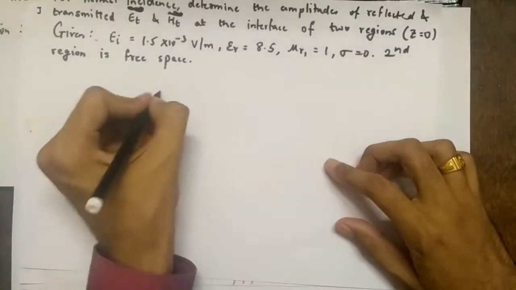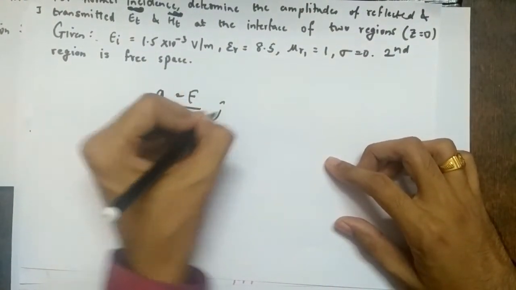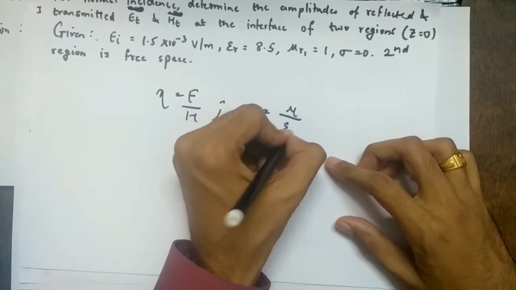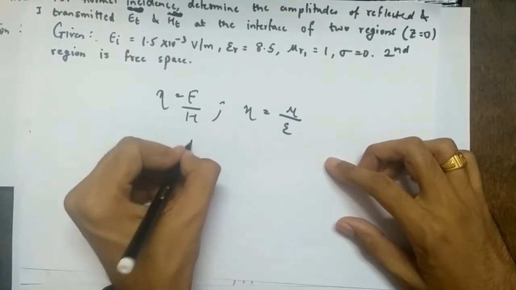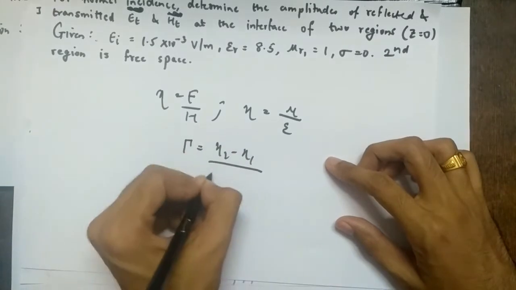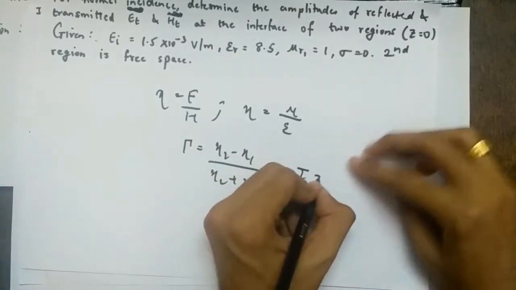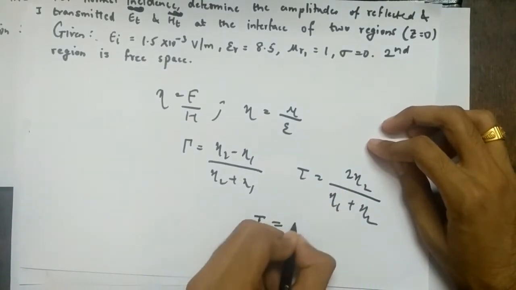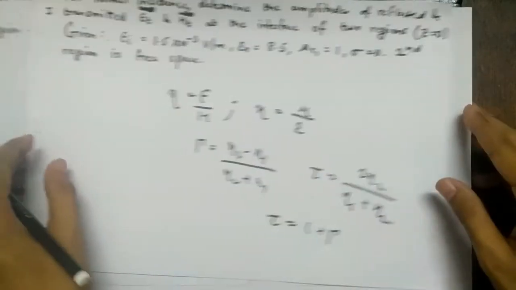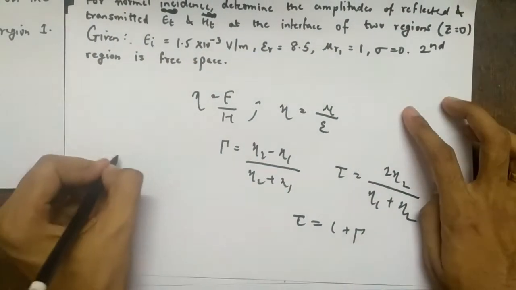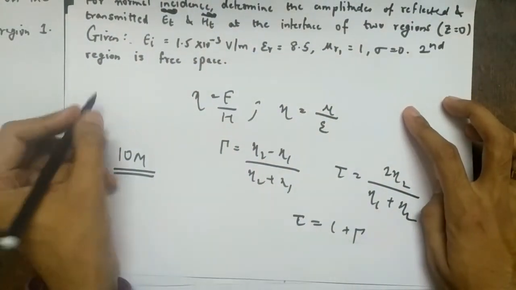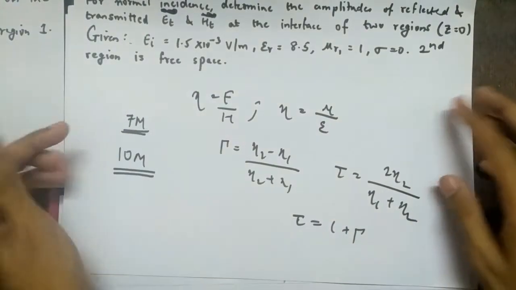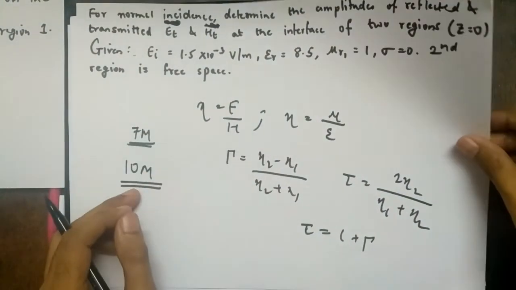Eta is E by H, you use. Then you use eta equal to root mu by epsilon. Then gamma is eta 2 minus eta 1 upon eta 2 plus eta 1, and tau is 2 eta 2 upon eta 1 plus eta 2, or tau is 1 plus gamma, depending on perpendicular or parallel polarization. So this is in fact a simpler sum, and this also comes for 10 marks or maybe 7 marks, I am not sure. Okay, so this is a homework problem for you, so you can solve it yourself. So let's proceed to the next sum.